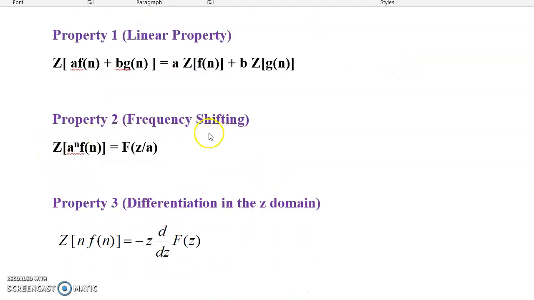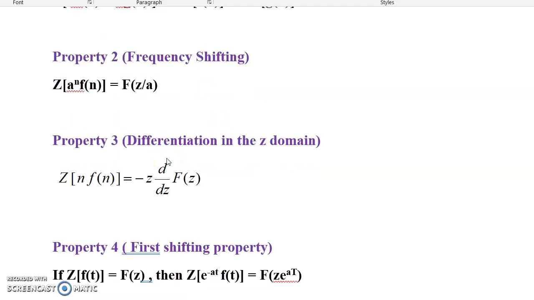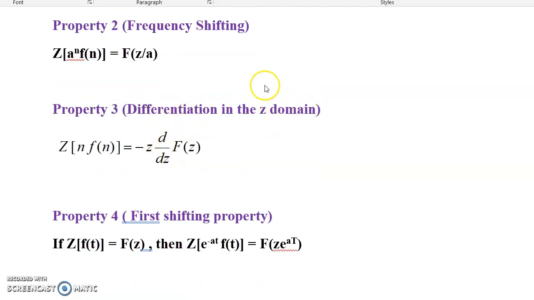And second is frequency shifting property, that is Z transform of a power n f of n is actually F of z by a, that is z will be transformed to z by a. And the third property is differentiation in the z domain, that is when you differentiate F of z and you multiply by z, you actually get Z transform of n into f of n.